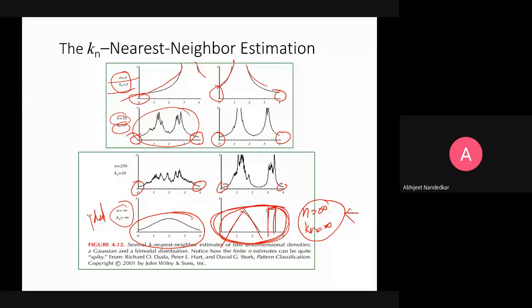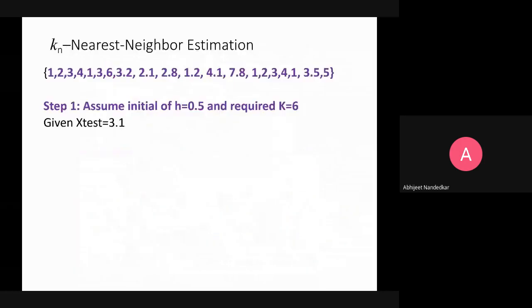So what is possible is these particular graphs with limited samples and limited number of k's. So we will take one example so that what I have said is more clear. Now let us have these many samples. This is a set of samples given to us, one dimensional, and we want to find out, say, probability at x test equal to 3.1.